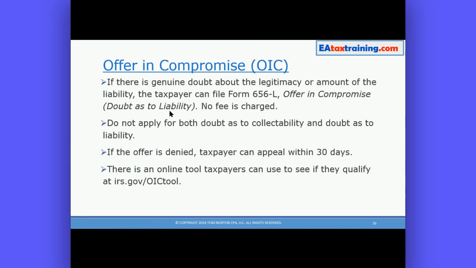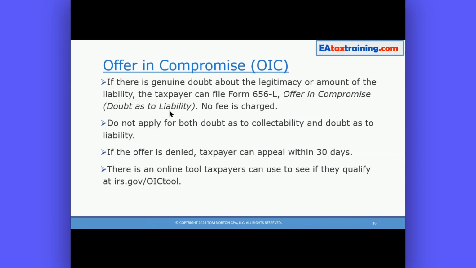Another type of offer in compromise. The one that we were just talking about was doubt as to collectability. There's also a doubt as to liability. So if there's a genuine doubt about the legitimacy or the amount of the tax liability, then the taxpayer can file Form 656L, and there's no fee charged for this one. Now, you cannot apply for both doubt as to collectability and doubt as to liability, but this could be one where the tax that is due is because of some gray area in the tax law.